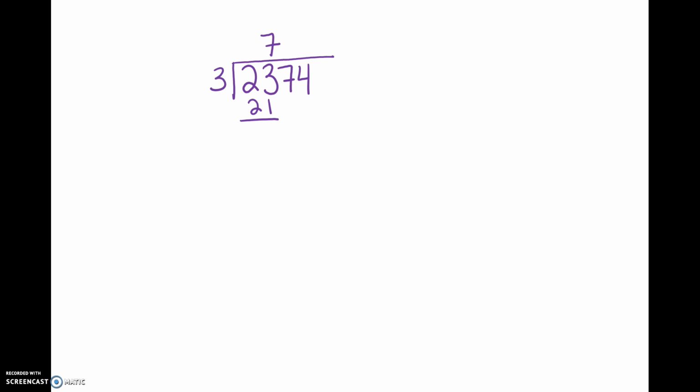Does anyone remember what you do with the 23 and the 21? Subtract them. 23 minus 21 is 2. Drop down the 7. No, don't go to the next page. How many times does 3 go into 27? 9 times. 9 times 3 is 27. Subtract. Woohoo, there's a 0.